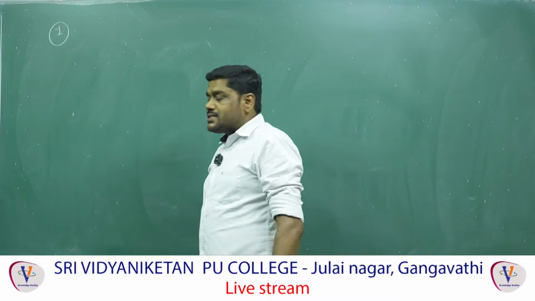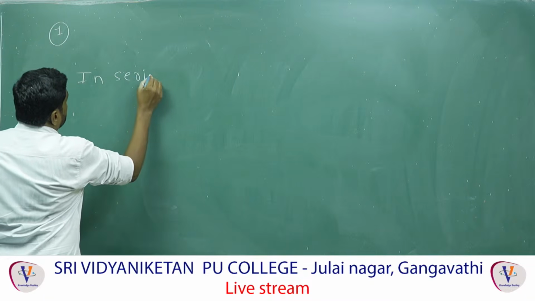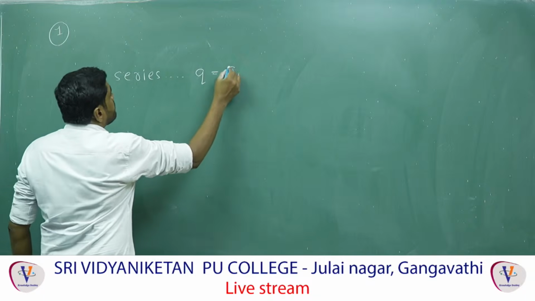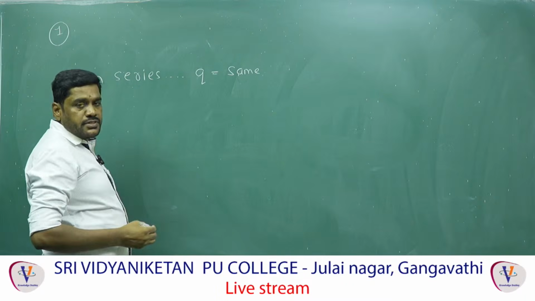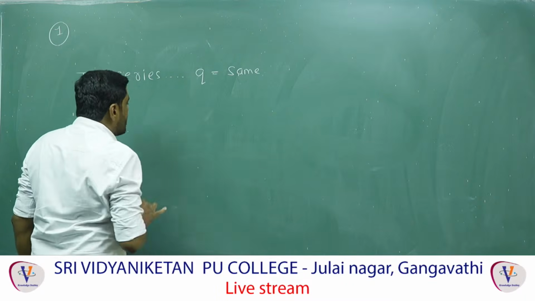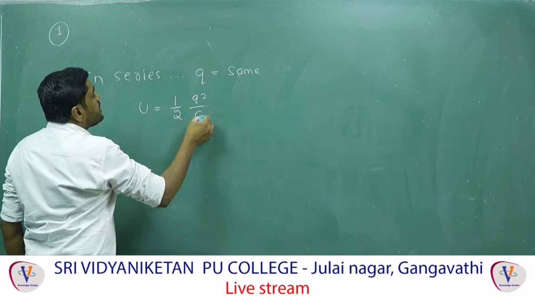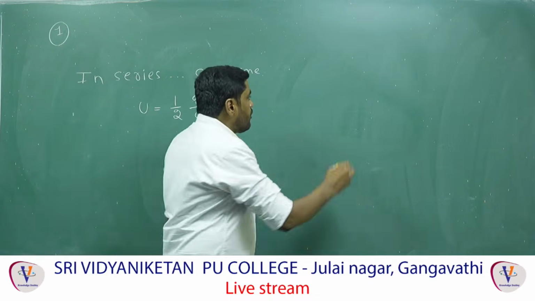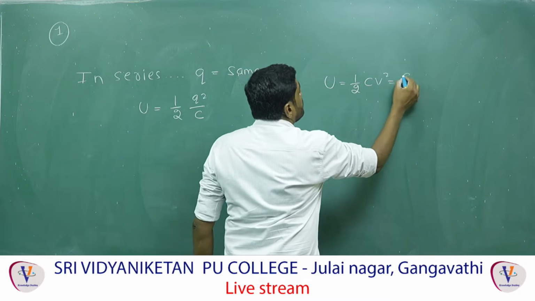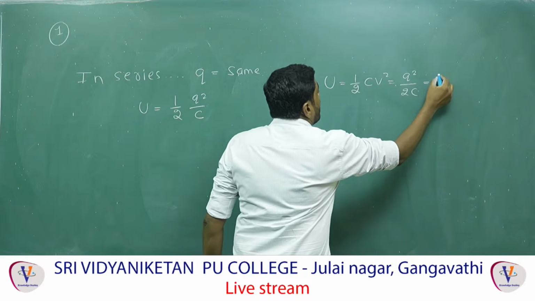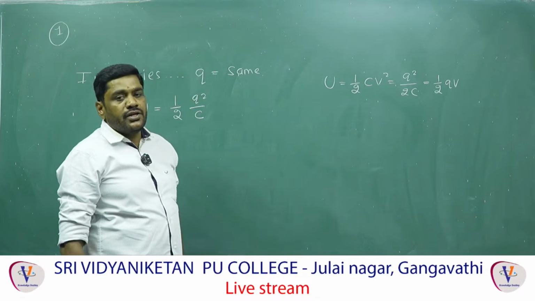So, in series, what is the same? In series combination, charge remains the same. Q is the same, meaning the charge through the first capacitor and the second capacitor are both the same. So when the charge is the same, what formula can we take? U is equal to Q square by 2C is the better formula to use. Energy stored formula: U is equal to half CV square, that is equal to Q square by 2C, and that is equal to half QV, right or not?